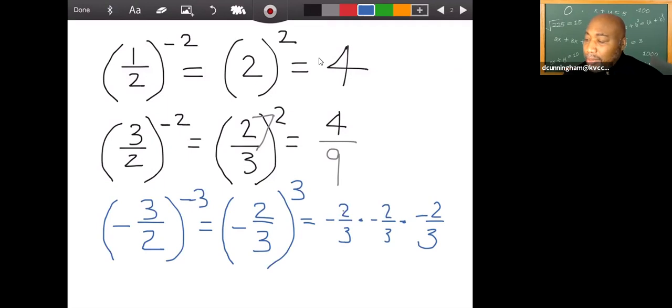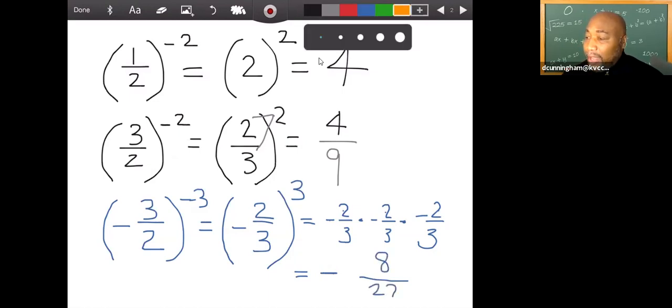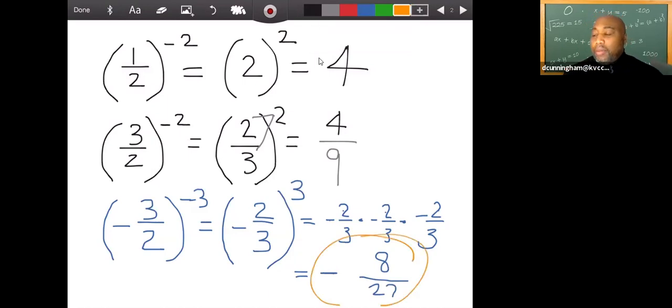So 2 times 2 times 2, and notice we have an odd number of negatives, so my final answer will be negative. And this gives me 8/27, and it's -8/27 because of our negativity.